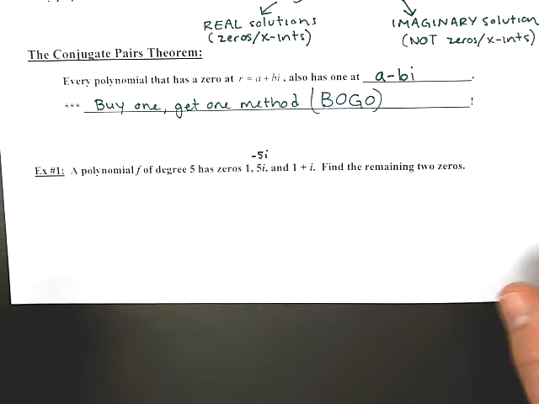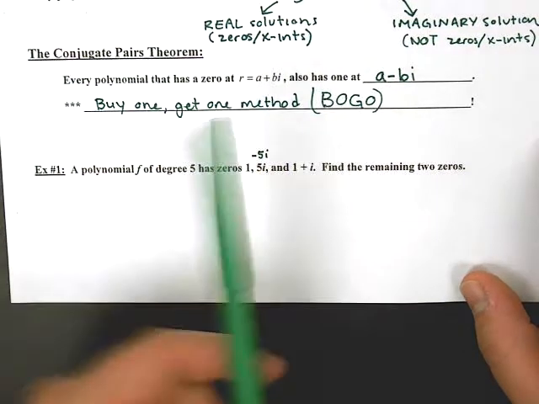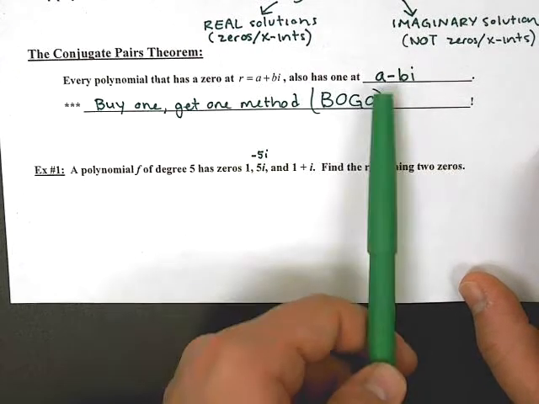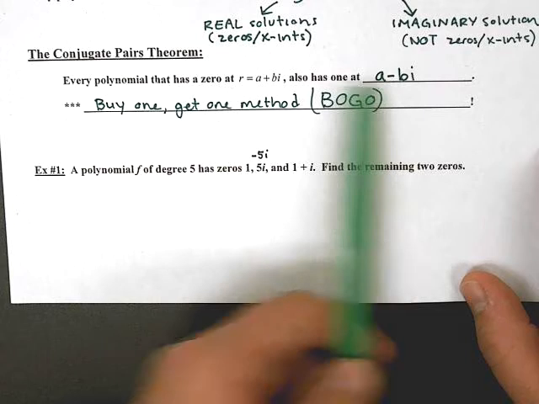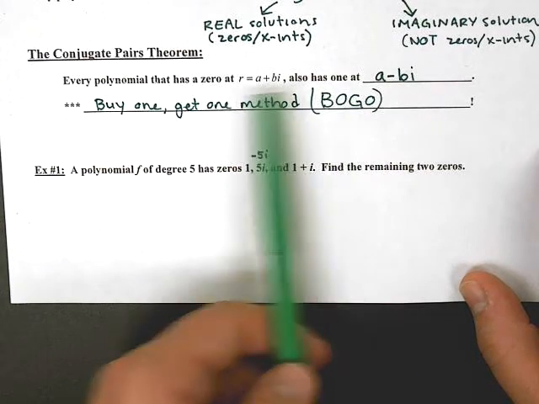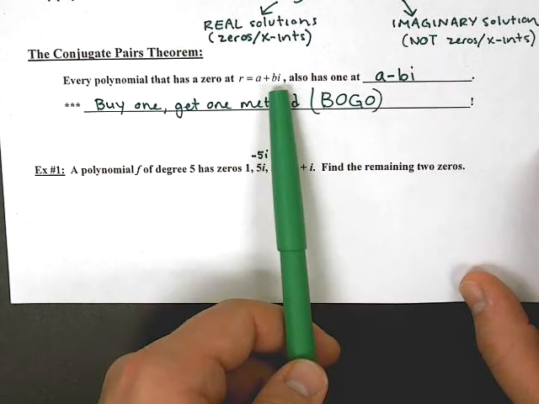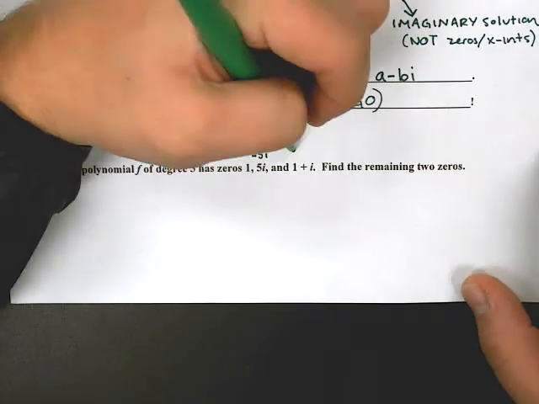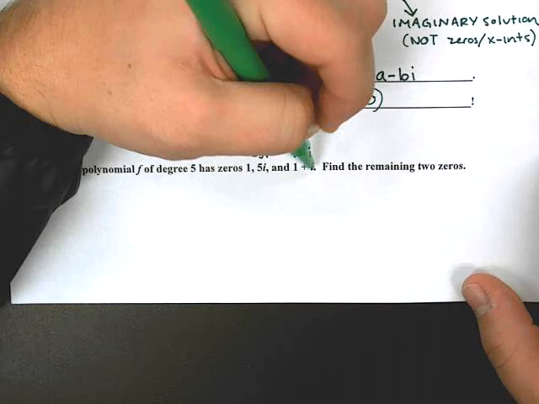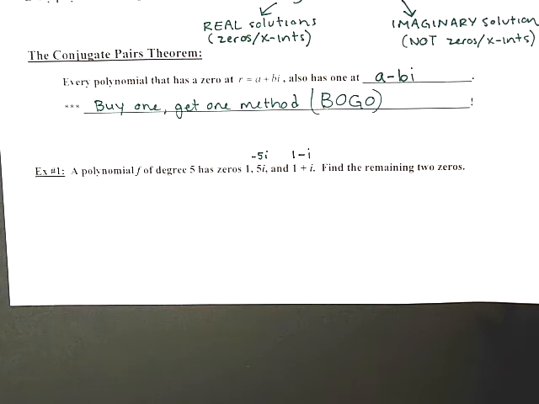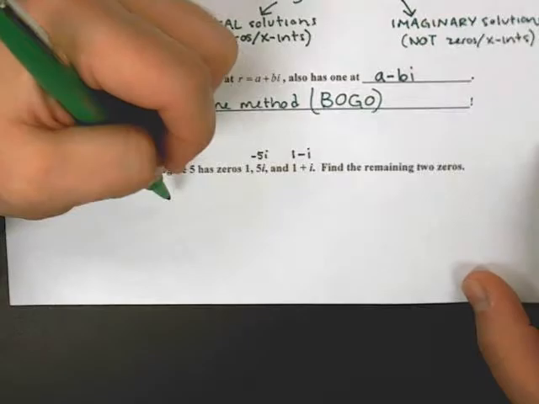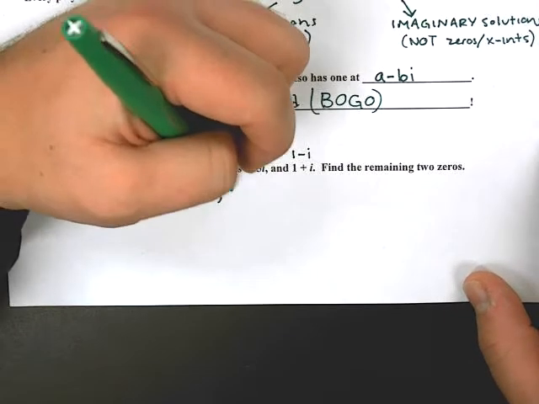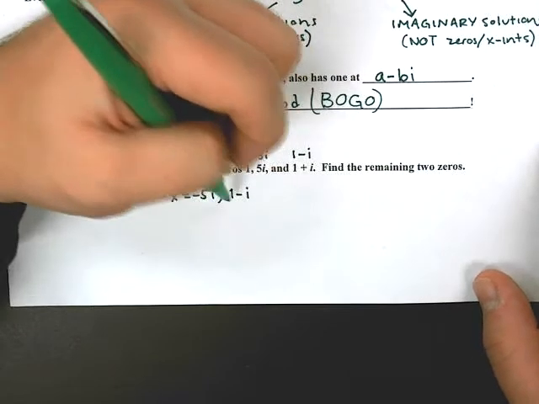Now please be really careful. Understand where the negative goes. Please notice nothing changes. Like if you look back here, it's a plus bi and a minus bi. The real part of these conjugates stayed the same. It was just the imaginary part that flipped signs. So that's why I flip this sign, and that means that I flip the positive i to a negative i to get its conjugate. All right, so now I know that the other two zeros are negative 5i and 1 minus i, so that's good.